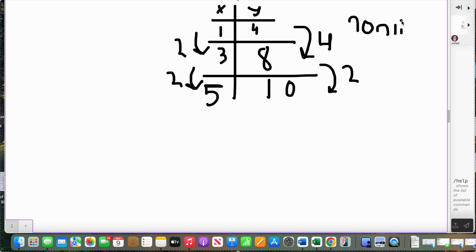Now, if it were linear, then either this value would be 6 and this would be 8, or this value would be 8 and this value would be 12, because then we would be increasing by another 4 per 2. But that is not the case, so this is not a linear function and it does not have a slope.